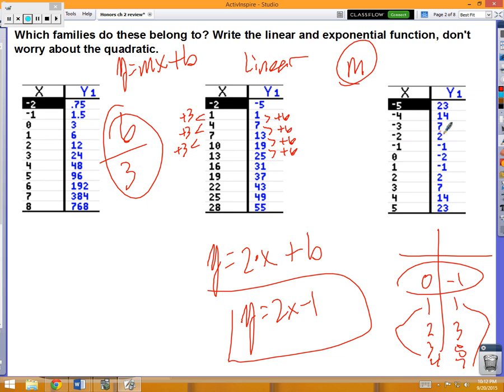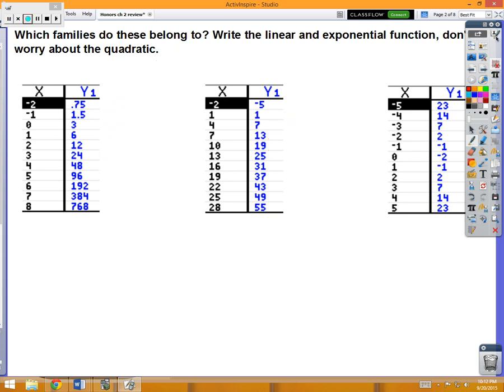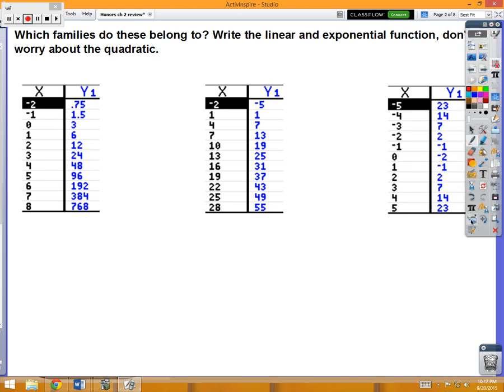Now this last one, if you look hard, you can see the vertex right here. And the vertex is going to be right here. Because look at this guy. One below it, one above it, those are the same. 2 below it, 2 above it, those are the same. 7 and 7, 14 and 14, 23 and 23. So it's going to be quadratic, and we don't need to come up with the function, but here's another way to tell if it's quadratic.